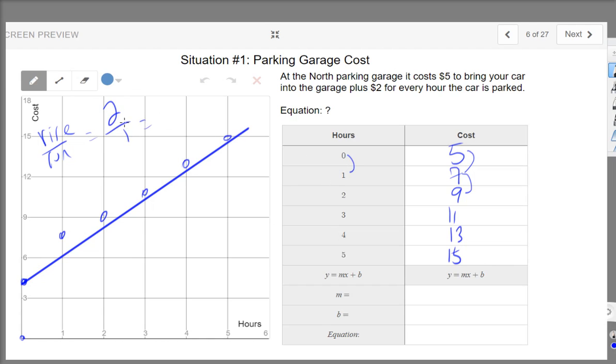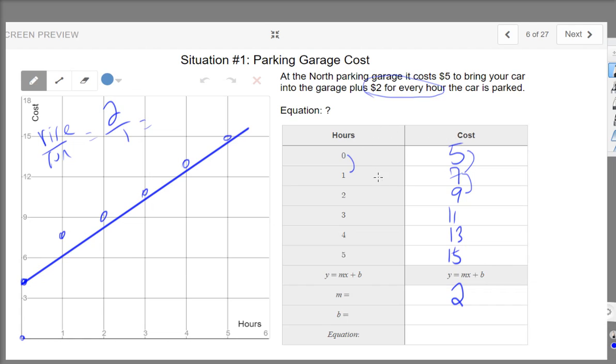All right, so you're paying $2 for every 1 hour. So an additional $2 for every 1 hour. So the rate of change is $2 for every hour. So it's just a number, 2. It's not x, it's just 2. And your y-intercept happens at 5. Okay, so you can look at this line and know that it intersects the y-axis at 5.